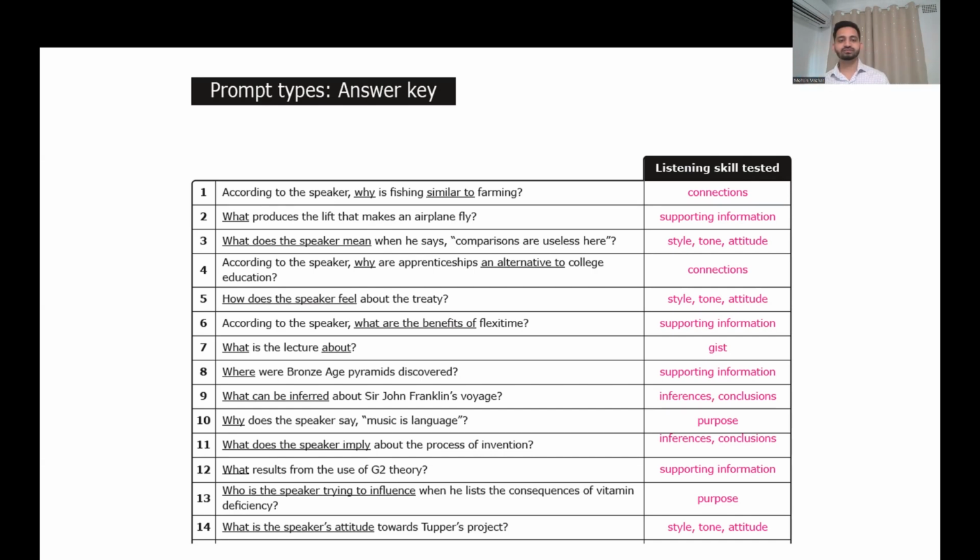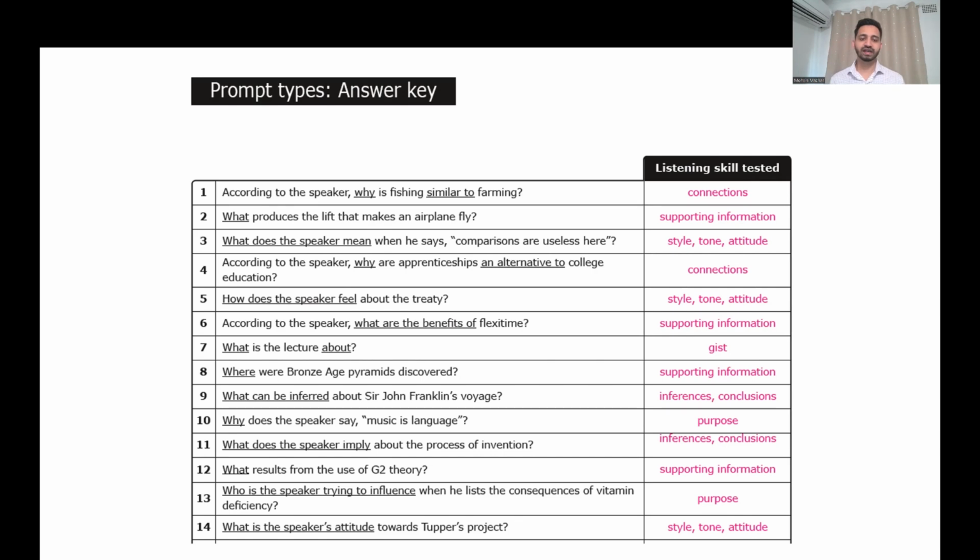What results from the use of G2 theory? That's supporting information. Again, we're looking for the results from the use of G2 theory. So we will pay attention to that. Number 13, who is the speaker trying to influence when he lists the consequences of vitamin deficiency? We are looking for a purpose, okay?